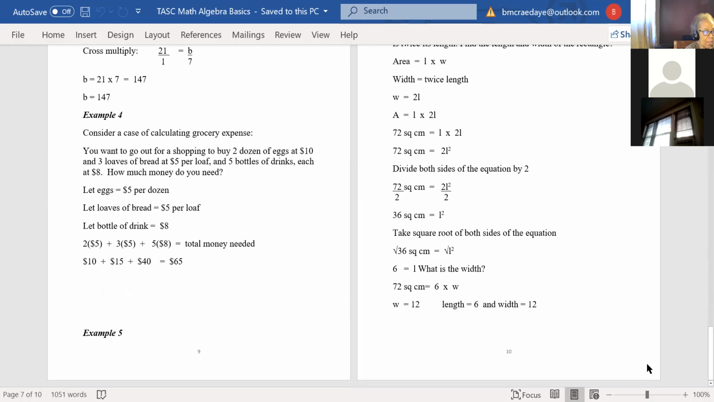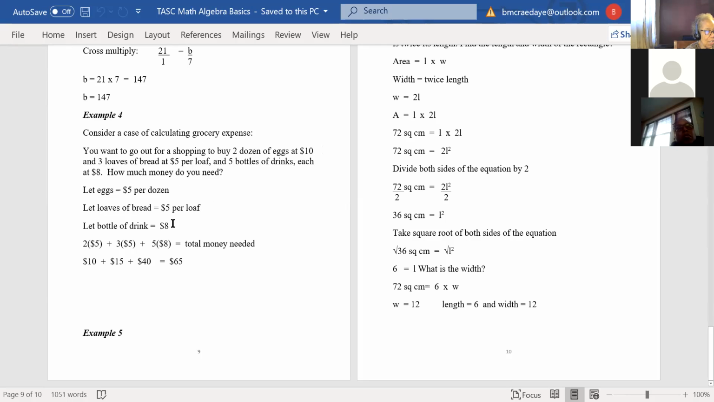Now, let's look at this problem. You go shopping, you buy 2 dozen eggs at $5 a dozen, 3 loaves of bread at $5 per loaf, and 5 bottles of drink, each $8. How much money do you need? You've got to add up the amount for the eggs, the amount for the bread, and the amount for the drinks. So the eggs are $5 a dozen, so 2 dozen are $10. The bread is $5 a loaf, right? 3 loaves are going to be $15.